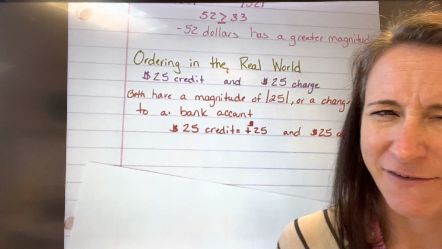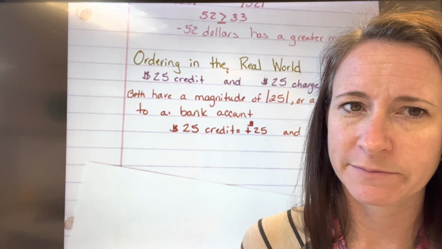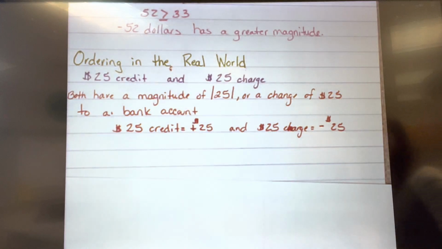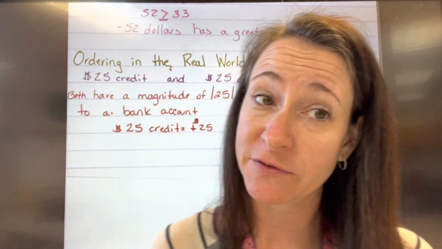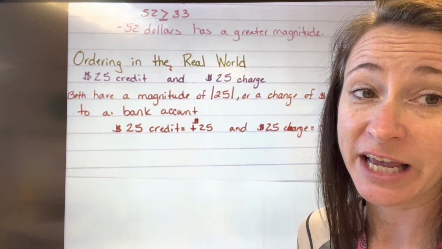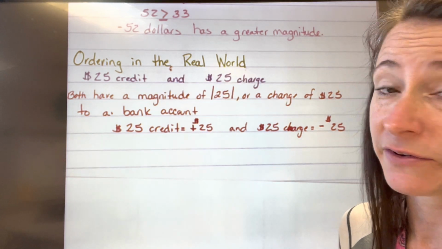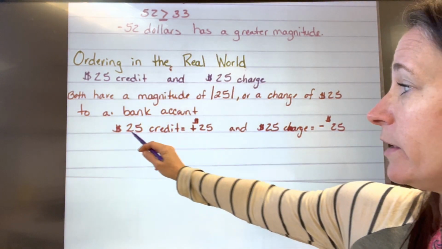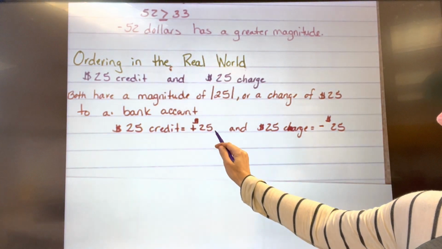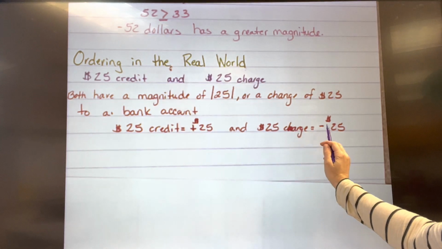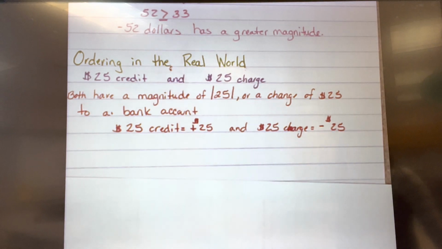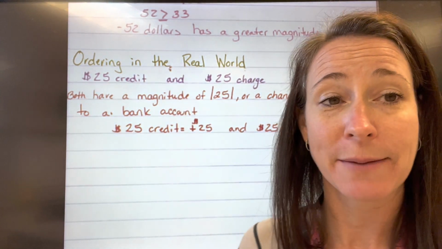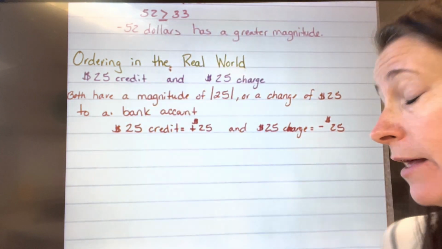But they both have a magnitude of 25. Which means there's a change of only $25 to the bank account. Whether it's a positive 25 or a negative 25, the change or the impact to the bank account is still only 25. So here I have it all explained that a $25 credit is a positive $25 and a $25 charge is a negative $25. So just some ways that we will be working with absolute value and magnitude in math for this module.